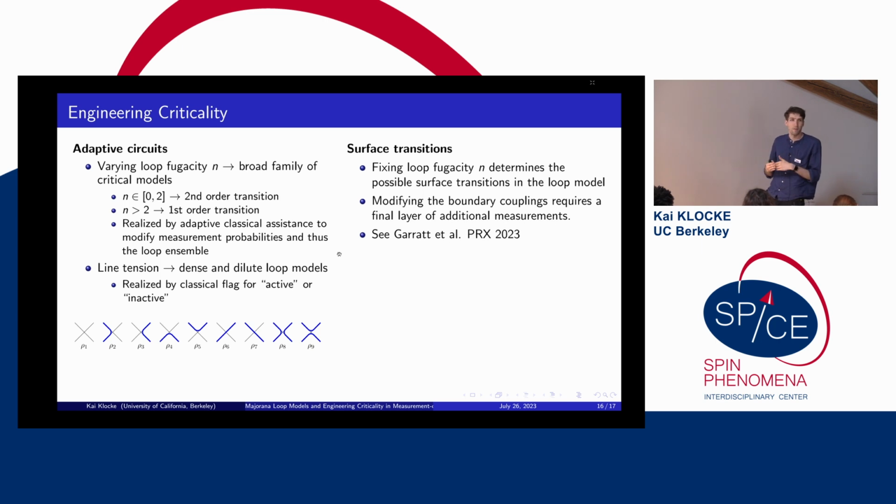Similarly, loop models have this notion of dense and dilute phases, so we can try to use classical assistance to flag these as active and inactive and implement an even broader class of loop models. And lastly, there are some recent ideas about doing one final layer of measurement which has a different probability distribution. What this essentially amounts to is, say, I had some 2D Potts model, and I changed just some parameters at the boundary, so we can look at surface transitions in Potts models just through these circuits. And this tells you a little bit also about the robustness of certain types of critical states against boundary perturbations.